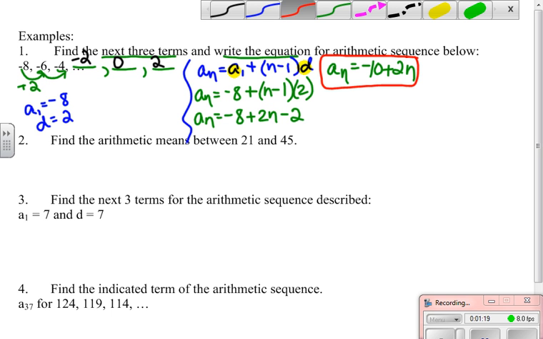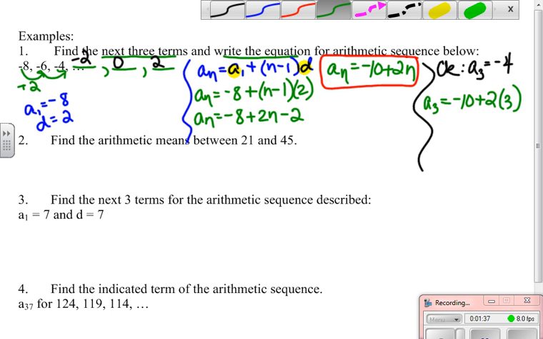Now, I can check this with one of the values. I could check it with the fact that a sub 3 should be -4. So a sub 3 would be equal to -10 plus 2 times 3, -10 plus 6, -4. I know it works. That's a happy check mark.